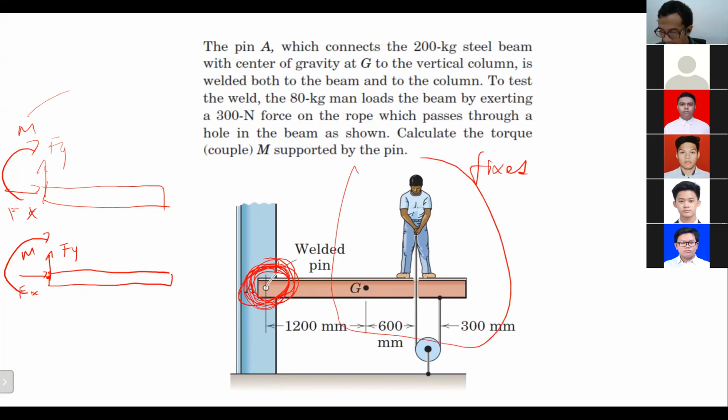So the constraint at the left edge, we replace it with forces and moment like what I drew here. After that, of course, there is the mass of the beam. We have roughly 200 kg there, so it's roughly 2000 Newtons. What else we have is a man of 80 kilograms, so roughly around 800 Newtons here.